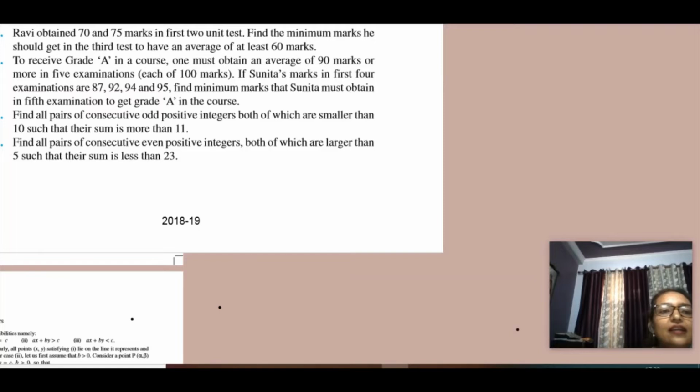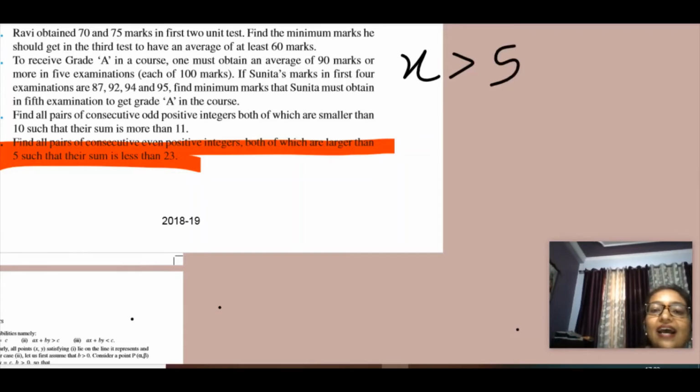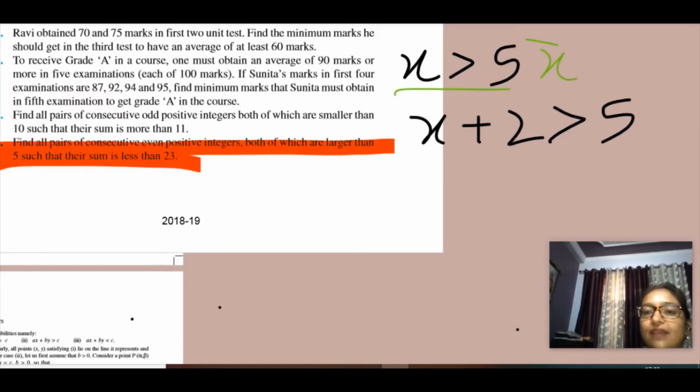The question is: find all pairs of consecutive even positive integers such that both of them are larger than 5 and their sum is less than 23. So let the numbers be x, which is larger than 5, and the other number will be x plus 2, since it is an even number. This is also greater than 5. If I solve this up, I'll get x is greater than 3, right?